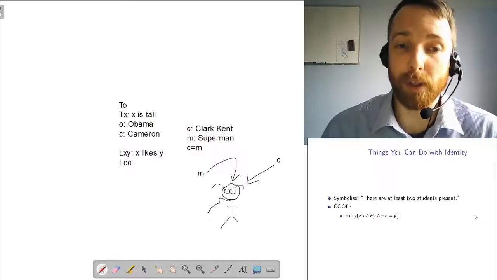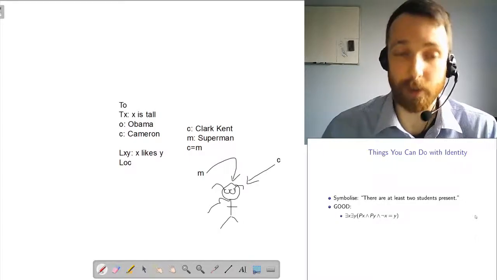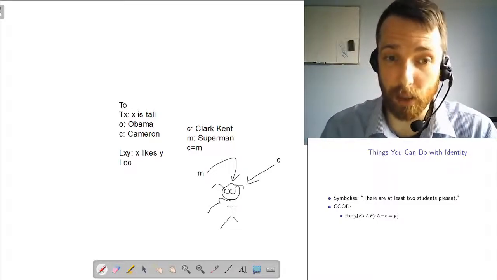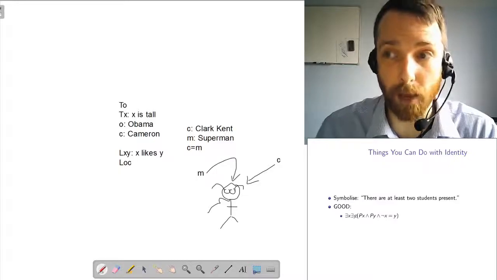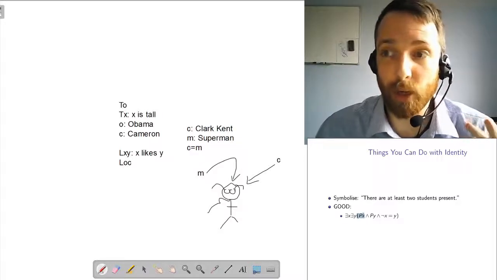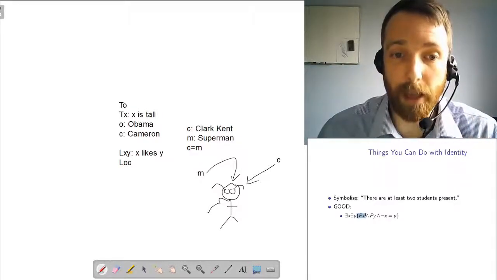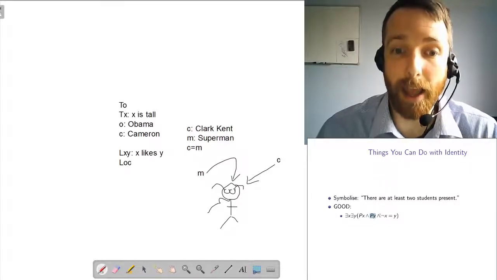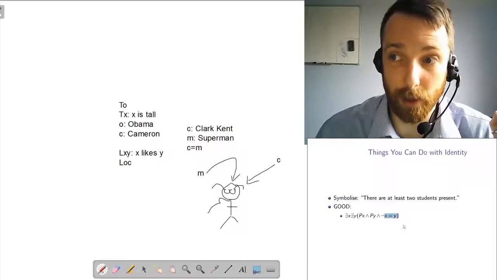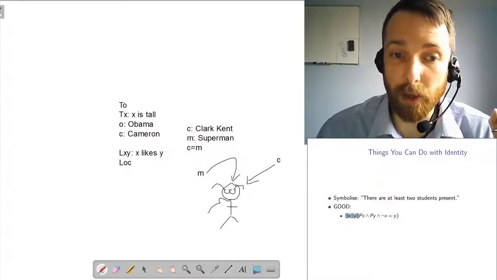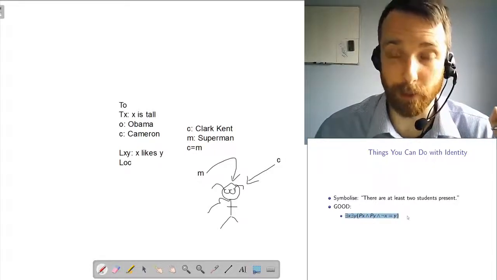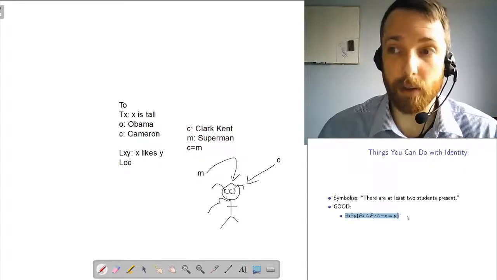So if I want to say there are at least 2 students present, I'll still say there exists an X and there exists a Y. You're still allowed to put the same name in the X gaps and in the Y gaps. But now here's what I say about them. I say 3 things, not just 2. I say X is present, and Y is present, and it's not the case that X and Y are the same thing. So this sentence says, I can find an X and a Y such that both of them are present, and they're different from each other. That's how we say there's at least 2 students present.